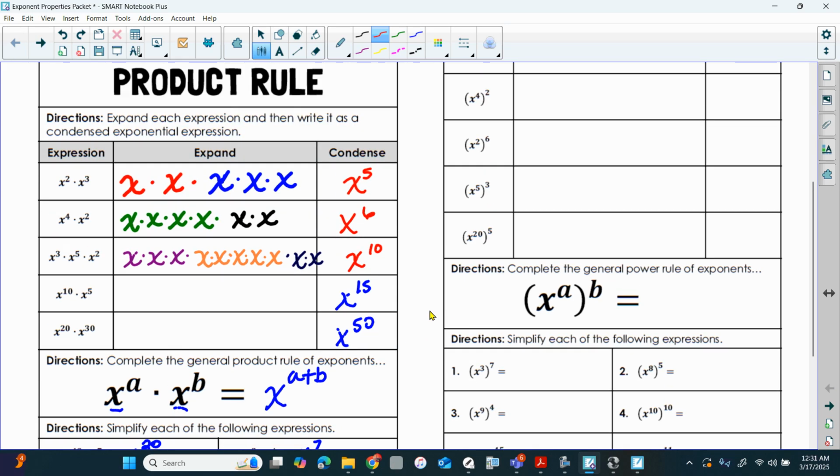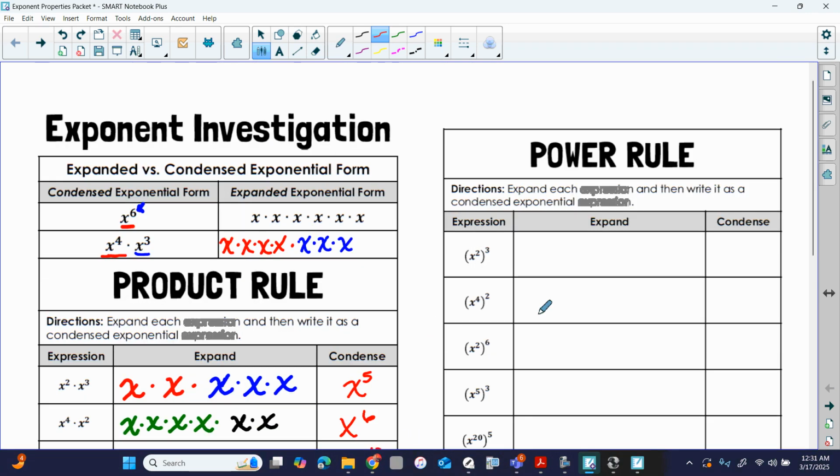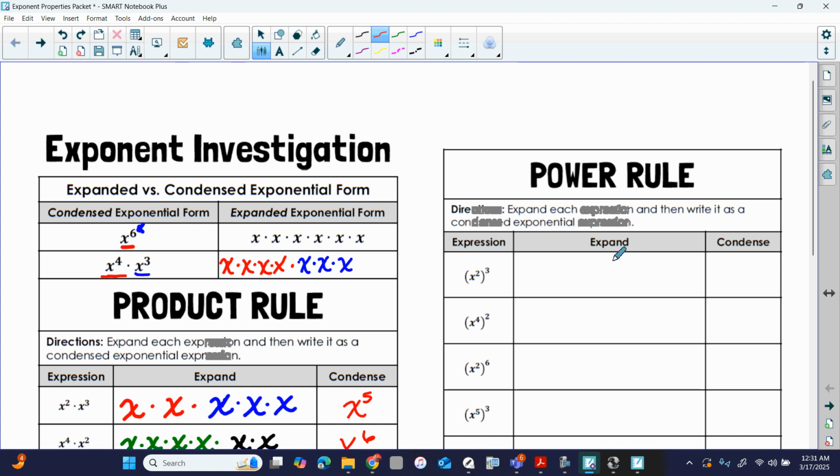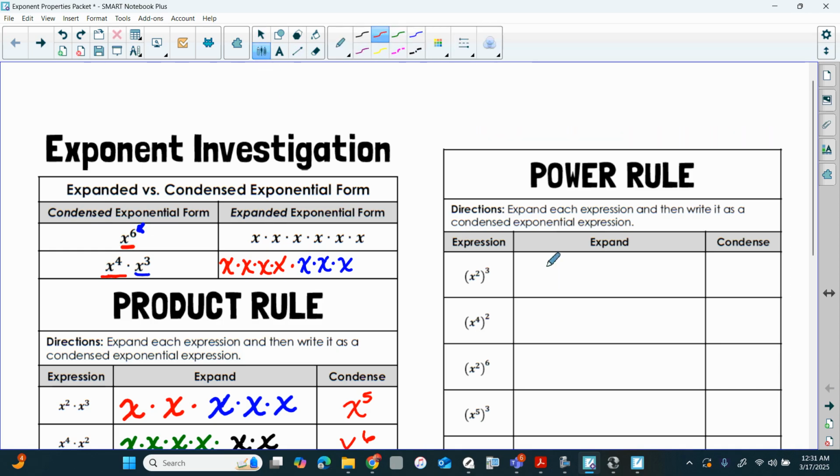Okay. Now, I'm going to take that product rule, adding the exponents, and expand it to the power rule. What's outside the parentheses here is telling me the number of factors I have of what's inside the parentheses. So 3 factors of x squared. So my expanded rule would be, oh, it's not showing. It would be saying I'm having x to the second power times x to the second power times x to the second power. I'm 3 factors of that.